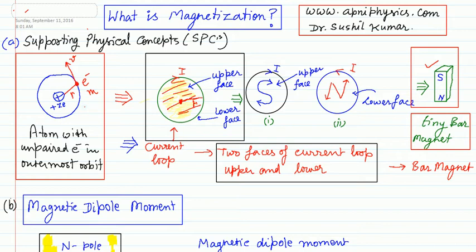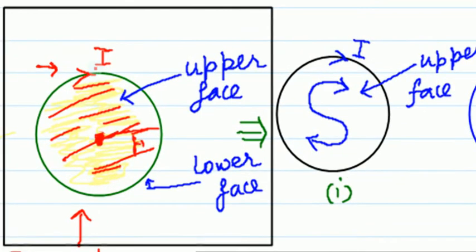So such atoms which have one unpaired electron in the outermost orbit, like the hydrogen atom, can be equivalent to a current loop, which you can see here. So now the current is flowing in clockwise direction. Here I is the current, which is in clockwise direction. So this is the current loop.